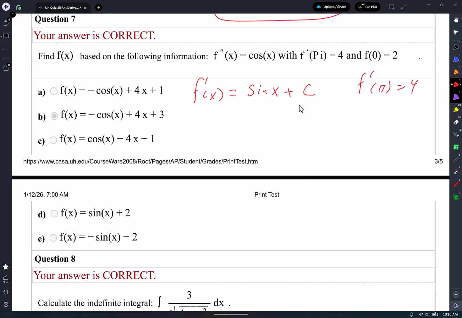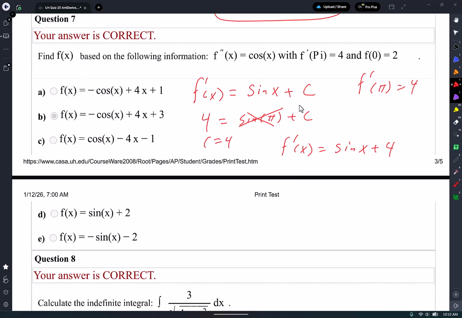They tell me that f prime of pi is 4. So I'm going to set this equal to 4 when x is pi. So 4 equals sine pi plus c. I'm slowing down. From pre-cal, sine pi is 0. So that means c is 4. So here it is: f prime of x is equal to sine x plus 4. Catch up to here.